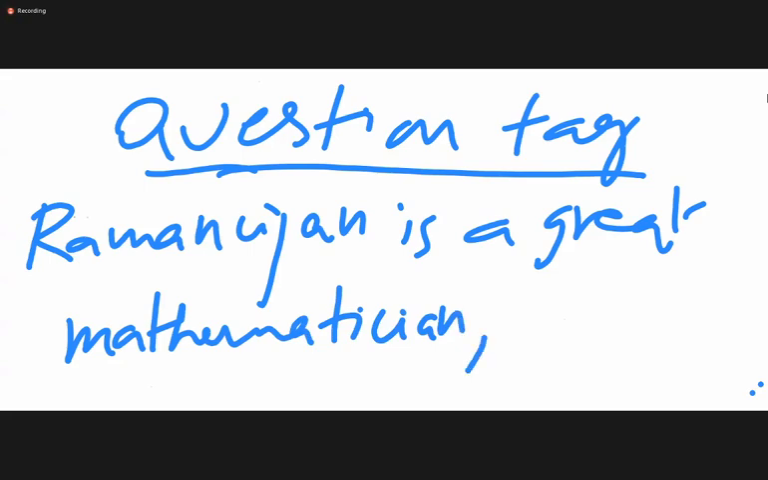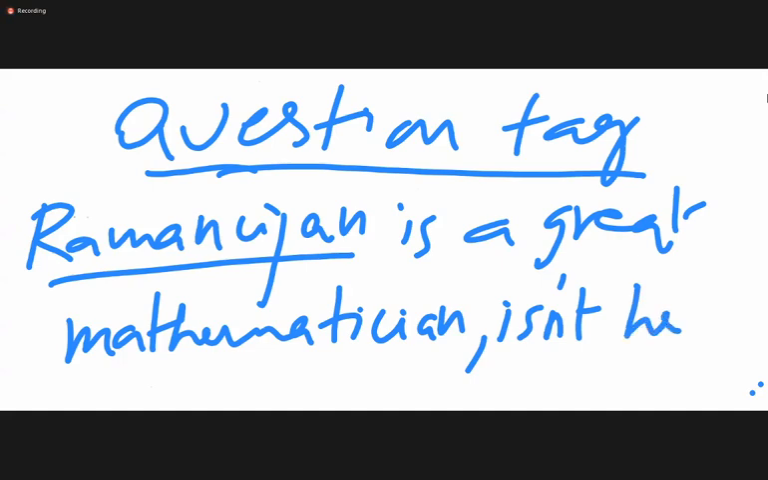So here the helping verb is there. The statement is positive, add isn't. Here Ramanujan is the subject. What pronoun is used here? He. If the statement has a pronoun, the same is repeated in the question tag. If the statement has a noun, the related pronoun for that noun is used in the question tag. That is why the question tag must have only a helping verb and a pronoun. So isn't he is the answer.